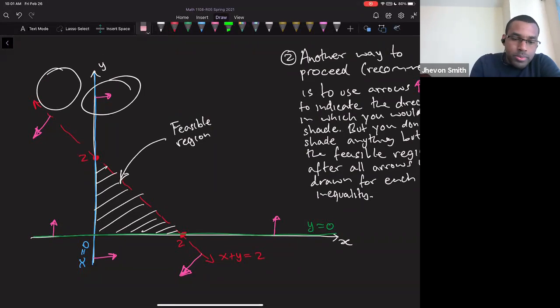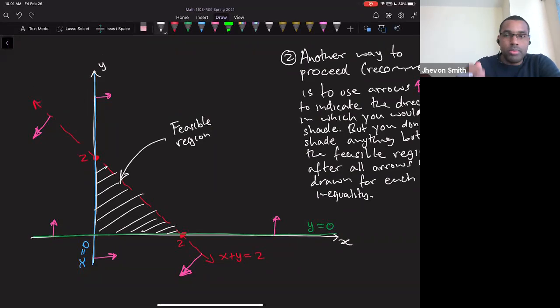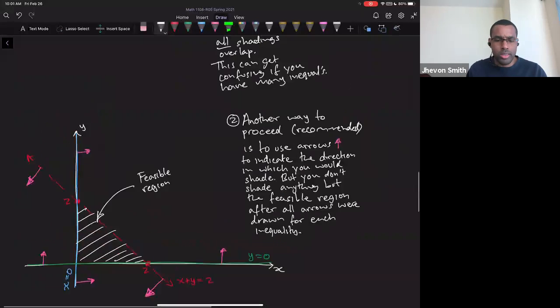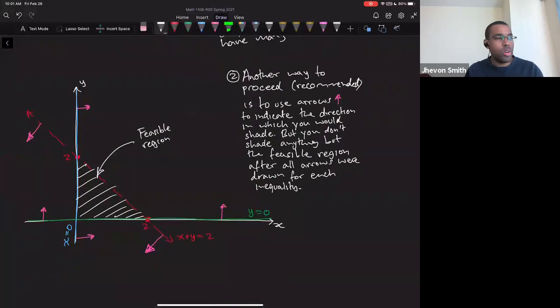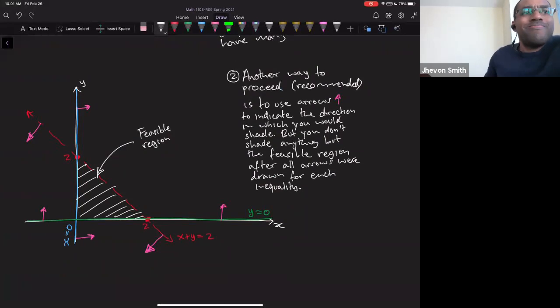So yeah, those are the two main ways, of which the second one is more recommended, I would say, to determine the feasible region. Any questions on this so far? Is anyone alive? Are we alive out there? I don't know. Can I get the first one more time, please?